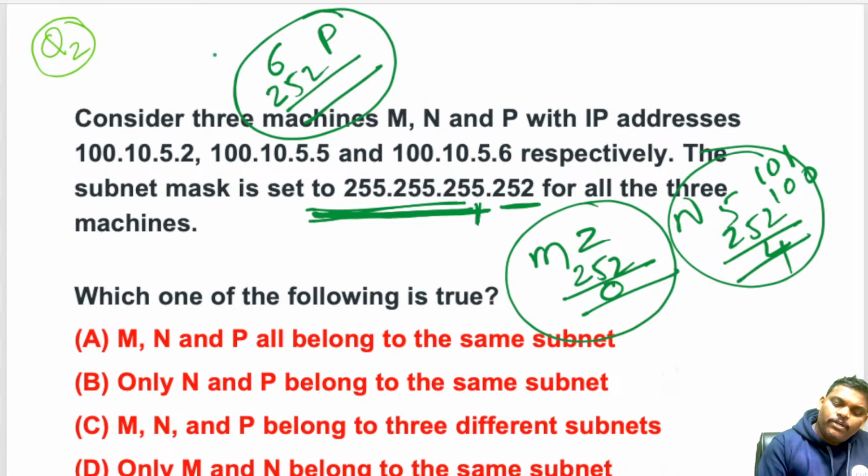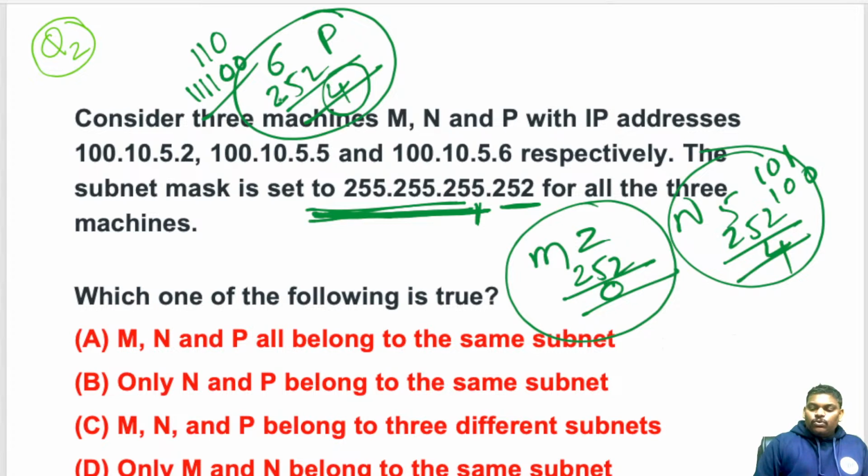6 and 252. 6 can be written as 110. 252 is going to be, right? All ones are there, right? It is going to be 0, 0. I think 1, 4. So N and P are in the same network. N and P belong to the same network, B.